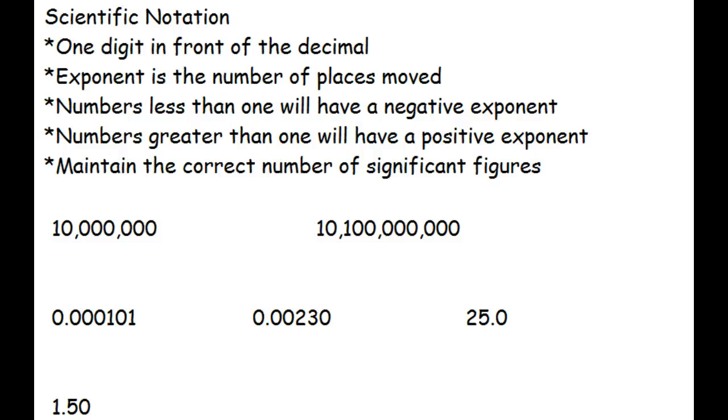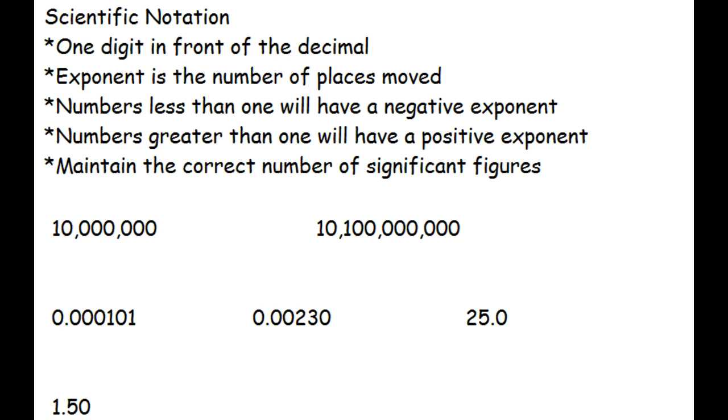This topic is scientific notation, and there are a few rules that you need to keep in mind, and we're going to do some examples. The first rule is that when you write your number in scientific notation, you can only have one digit in front of the decimal part. You can't have 10 point something times 10 to the whatever.